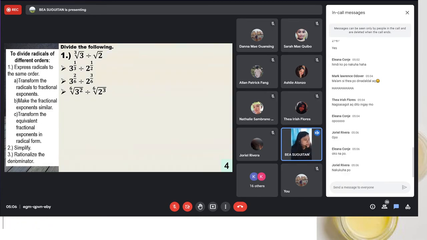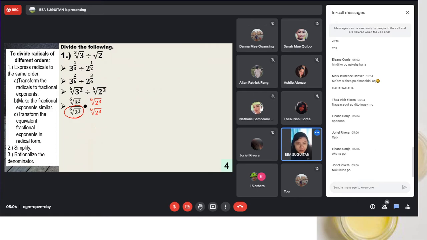Okay. So, next. For number 2, let us simplify. So, paano ba natin yan isi-simplify? We are going to rewrite that into radical form. So, this will now be 6th root of 3 squared over 6th root of 2 cubed. Okay, so katulad ng ginawa natin kanina, we are going to find ways para ang ating denominator ay maging perfect 6th power.